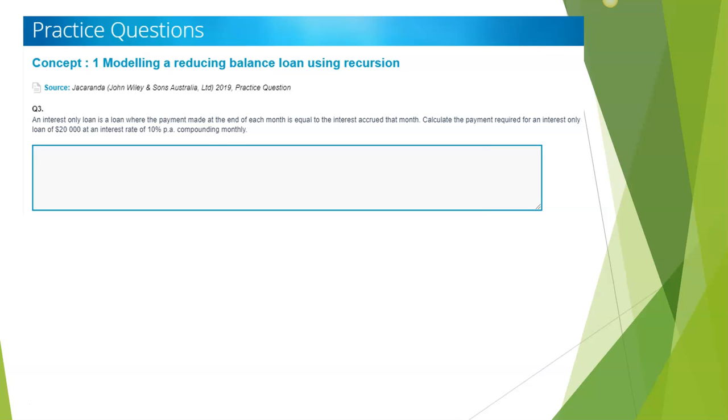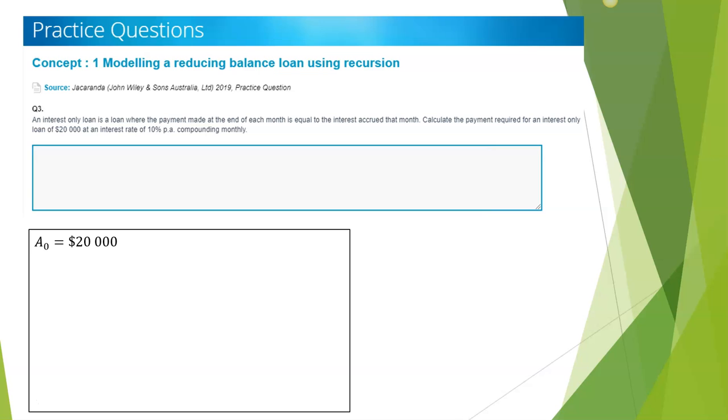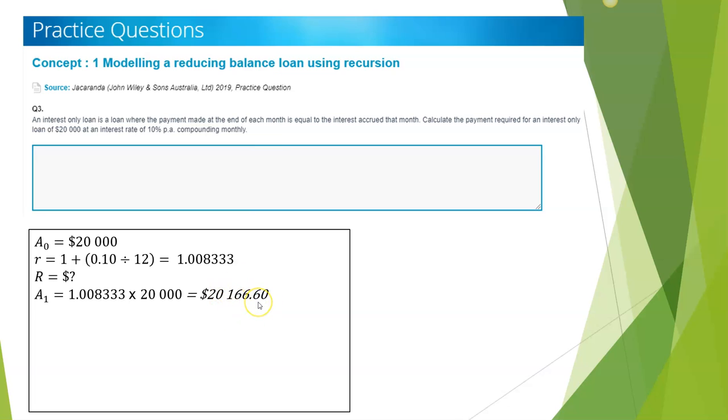Question 3. An interest-only loan is a loan where the payment made at the end of each month is equal to the interest accrued during that month. Calculate the payment required for an interest-only loan of $20,000 at an interest rate of 10% per annum compounding monthly. So we're going to write our recurrence relation, and we have to work out what our payment is going to be. At the end of our first month, we have an outstanding balance of $20,166.60. For the loan to be interest only, the interest is the balance take away the principal, which is $166.60.